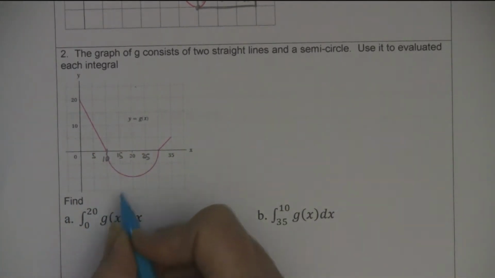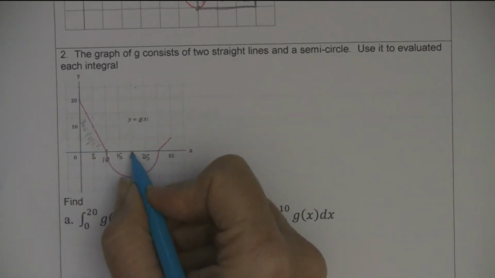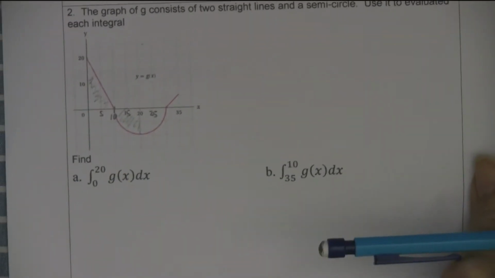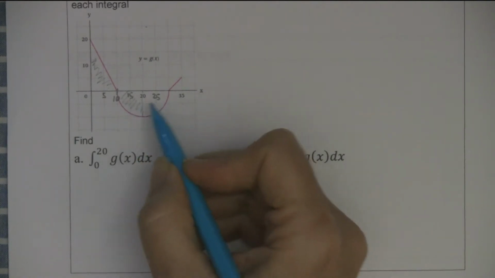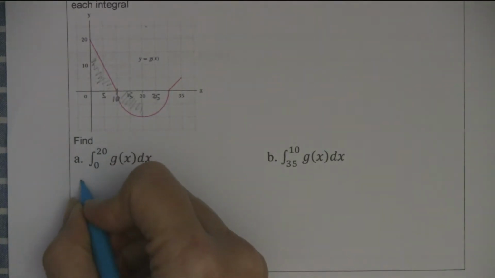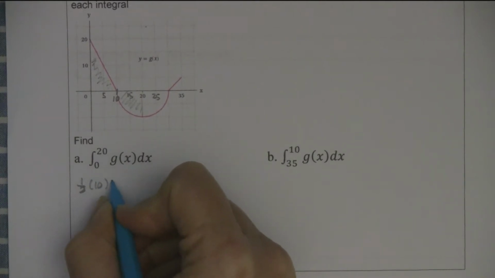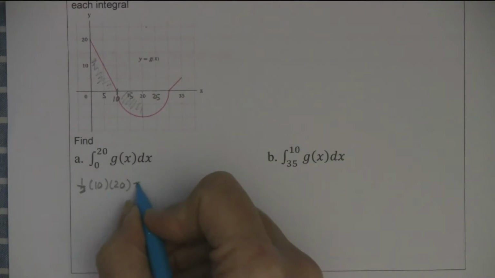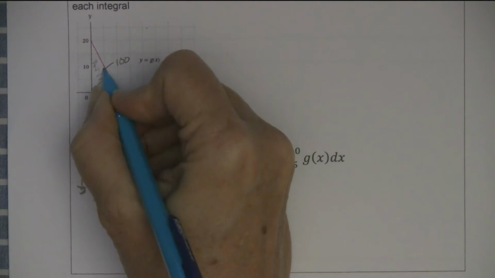Okay, so this integral to 20, right, is here, and then it's going to be in here. So we're going to have to find the area of a triangle and the area of this semicircle. The triangle is half the base, which is 10, times the height, which is 20. So that's 5 times 20 is 100. So that's this right here, 100.